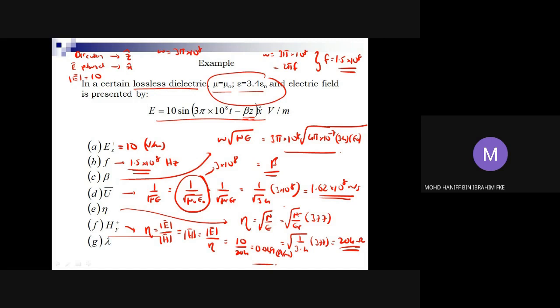Then for lambda, the wavelength of the wave, lambda will be equal to the velocity divided by the frequency. The velocity that we calculated from part D just now is 1.62 times 10 power of 8, divided by the frequency, which is 1.5 times 10 power of 8. So that will be 1.62 divided by 1.5. Please calculate the lambda based on this ratio of 1.62 and 1.5. Basically, these are the parameters that have been calculated based on the given properties of the lossless dielectric, and also based on the given electric field wave equation.